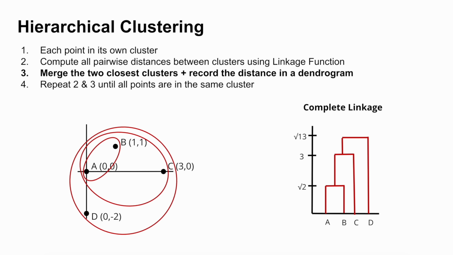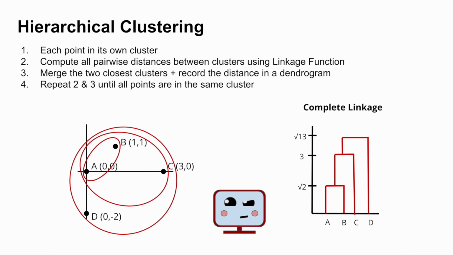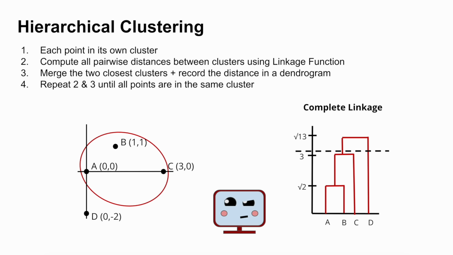The y-axis now represents the farthest distance between points in the same cluster. Cutting the dendrogram at a distance of 3.1 means no two points in a cluster should have a distance greater than 3.1. This is only possible if ABC is in one cluster and D is alone.